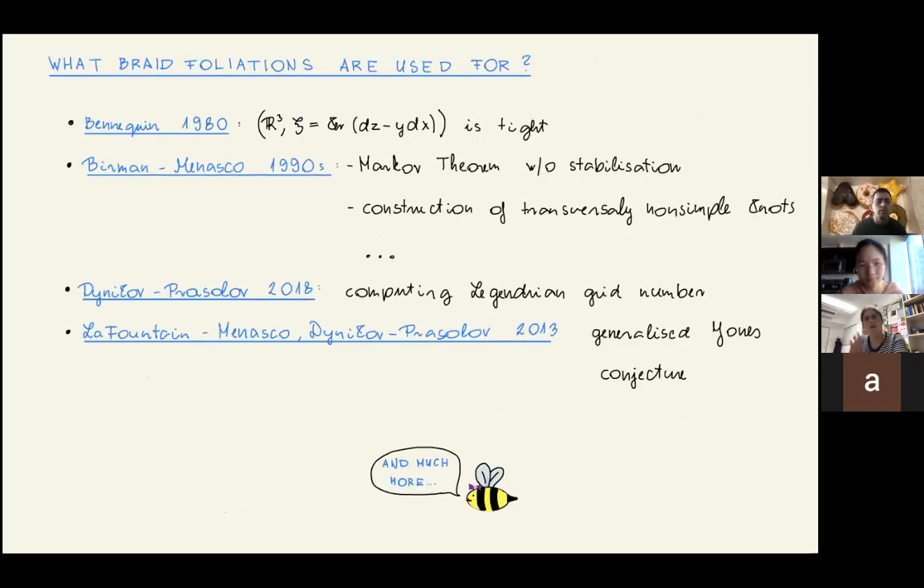So these things were introduced in the early 1980s, and I'm not talking about this in this talk, but they are very tightly related to contact structures. So this gave the first proof, in Bennequin's work, that the standard contact structure is tight. And later it was used a lot by Birman and Menasco to give a version of Markov's theorem. You know, these are just the braid moves you can have without stabilization.